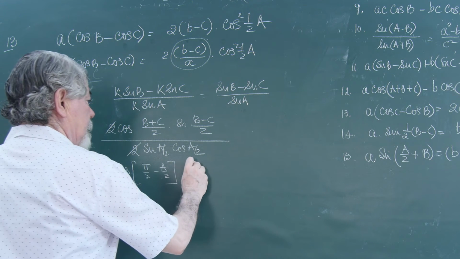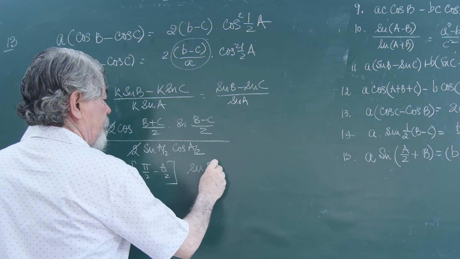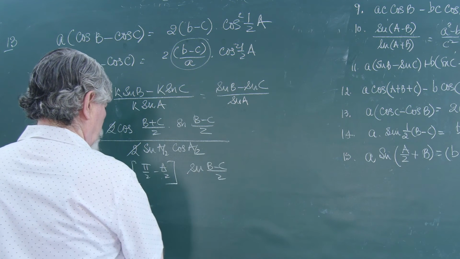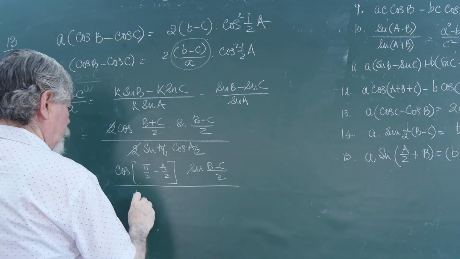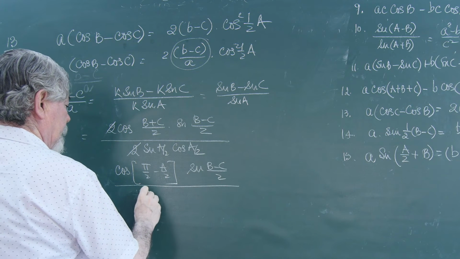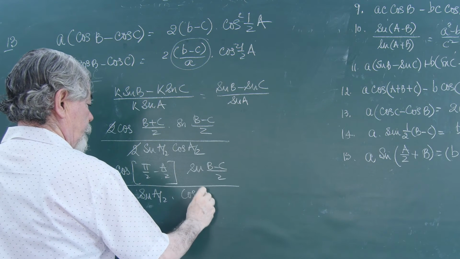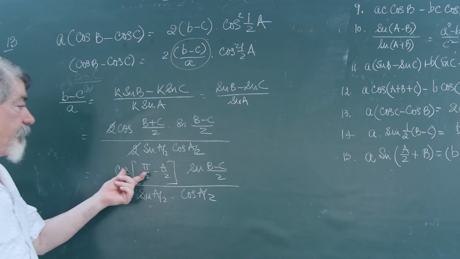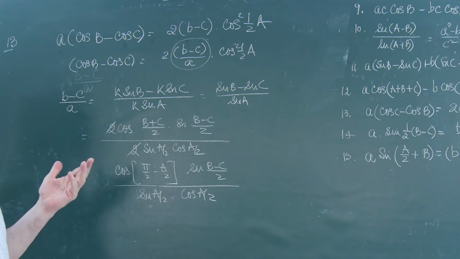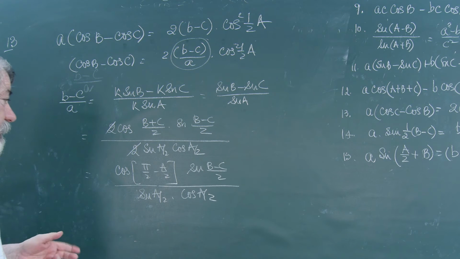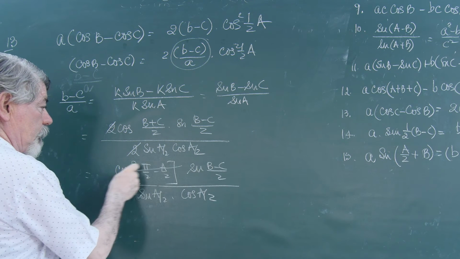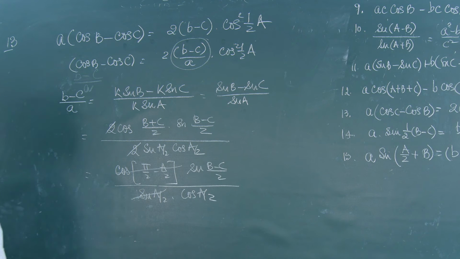It is sine (B minus C) upon 2, sine A by 2 and cos A by 2. Now cos(pi by 2 minus theta), cos(90 minus theta) is sine theta, it will become sine A by 2, so this will cancel with this sine A by 2.